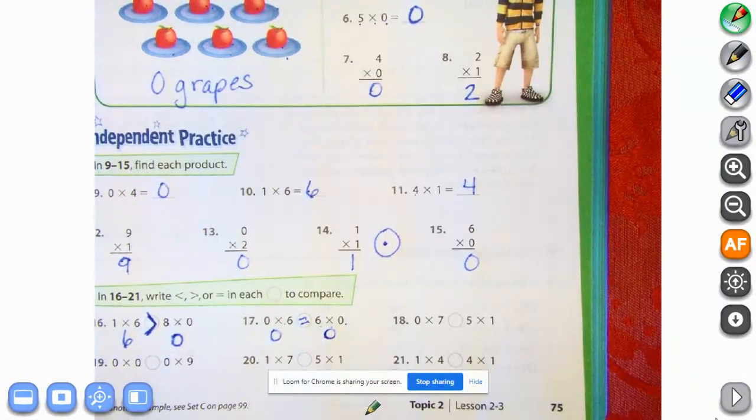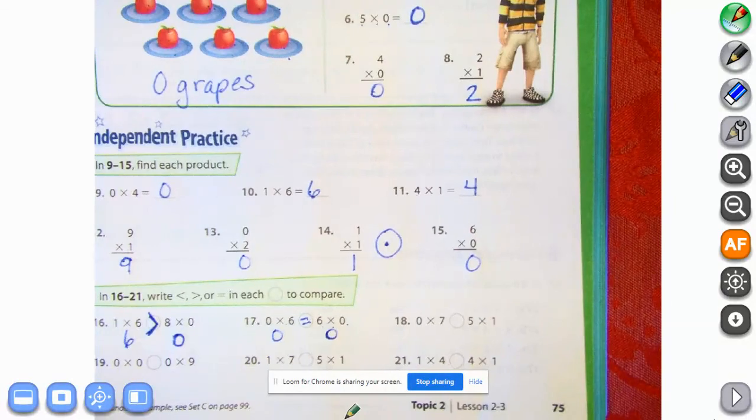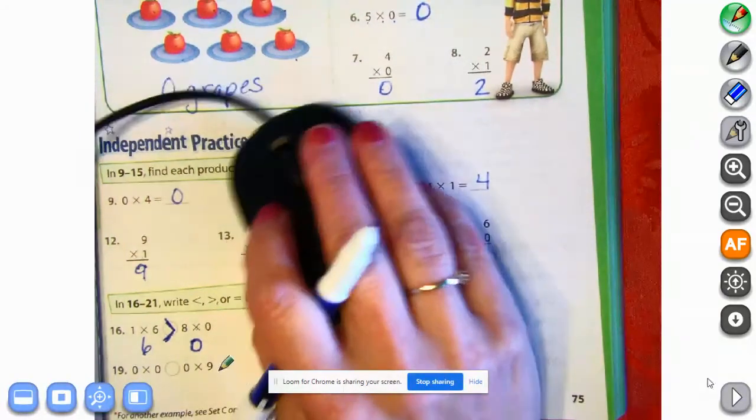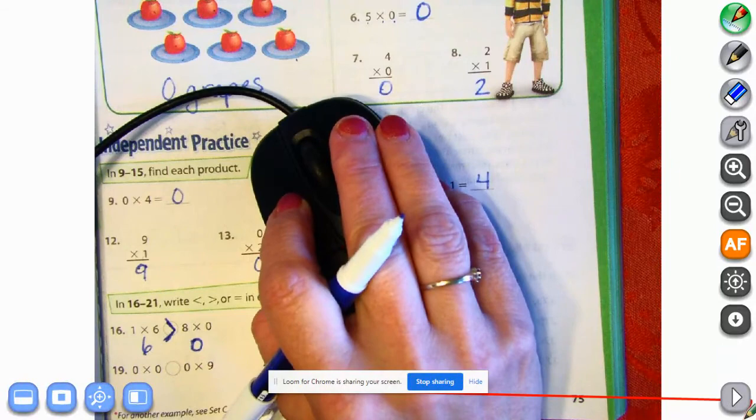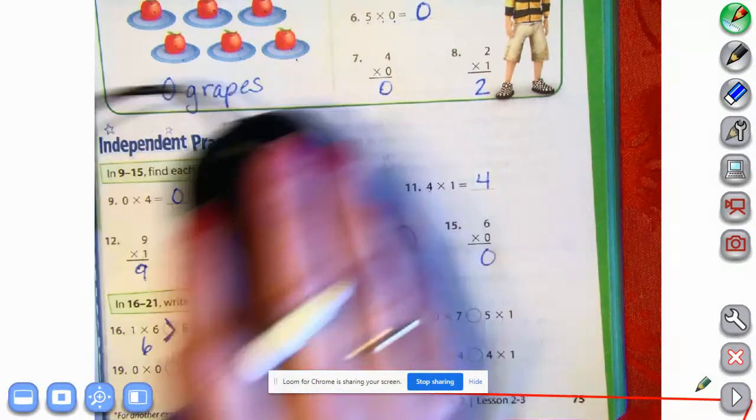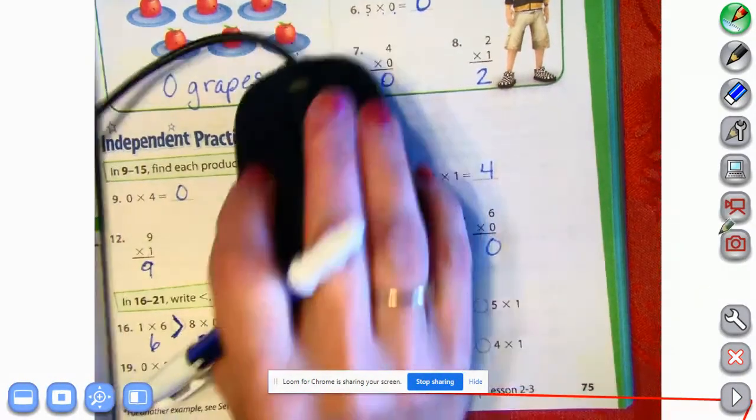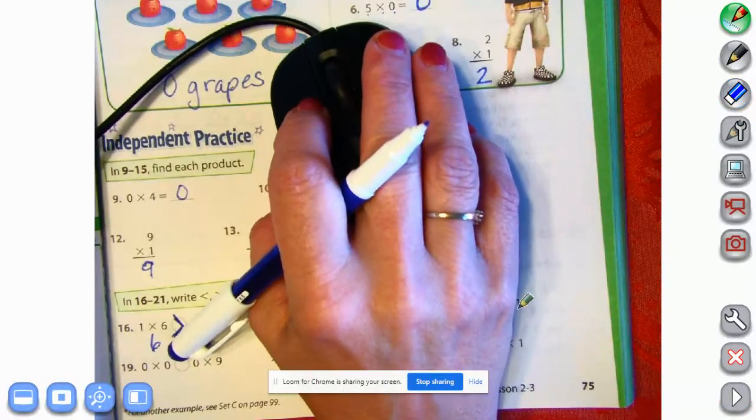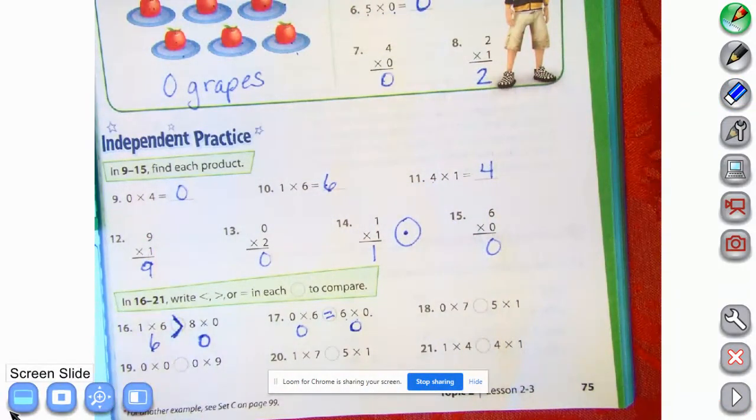Number 18. Let's see if I can grab that little thing here so I can move it. Hope it's going to let me move. Okay, just move my book.